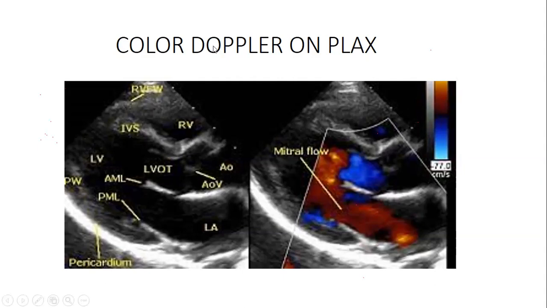Now, how do I explain the color Doppler on parasternal long axis? Here, just concentrate on color. I want to emphasize the point on color. My point is to emphasize on color. So, here now I want you guys to be with me.